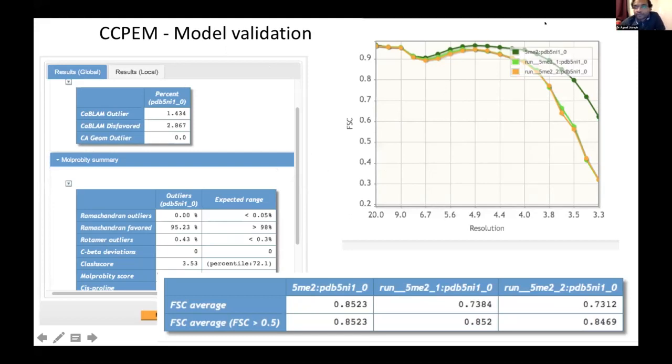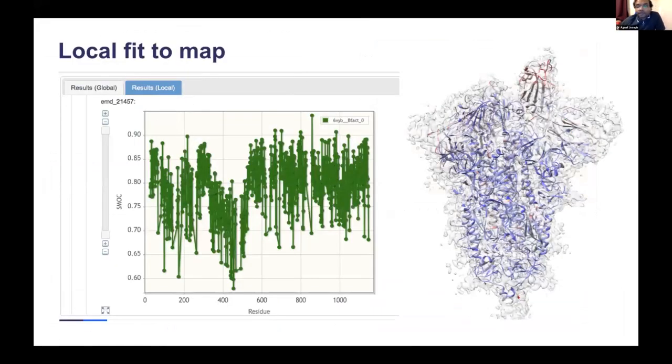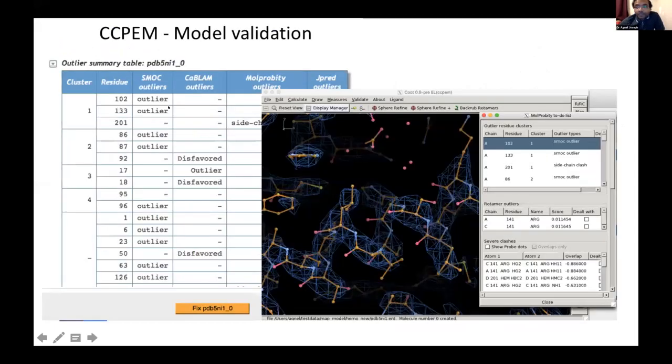So here are model-map FSC plots, and on the left there are tables on the MolProbity and CaBLAM outliers, the FSC average values, and also the local fitness to the map. So a per-residue plot of fit-to-map scores. And also you get a table where the outliers are clustered in space.